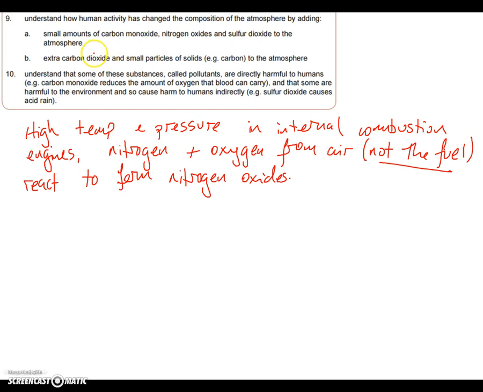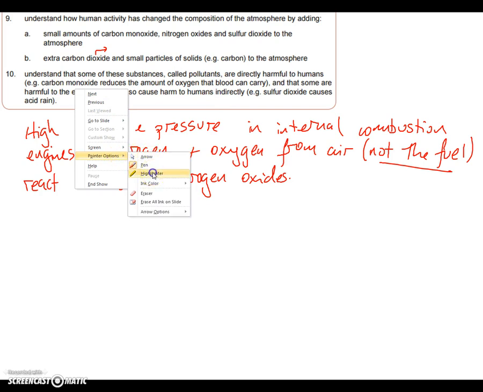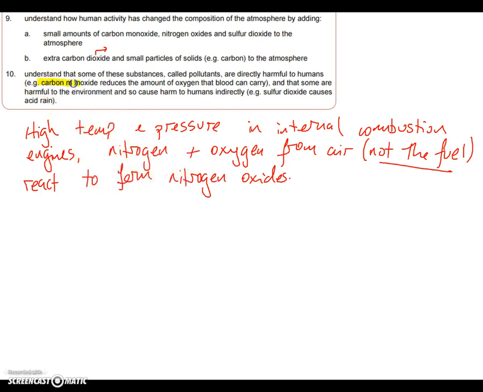Extra carbon dioxide, as I've discussed, that's burning of the fossil fuels and small particulates. Again, that's from the previous page. Understand that some of these substances are called pollutants, and they're directly harmful to human health. So this is where the specification gives particular examples. It's always good to learn these ones.